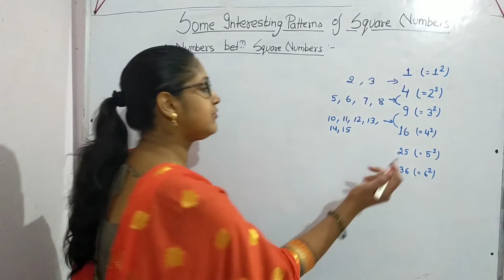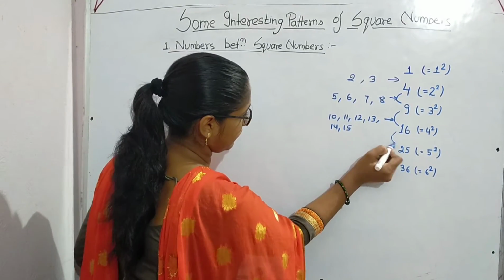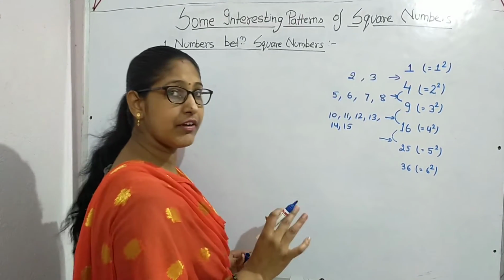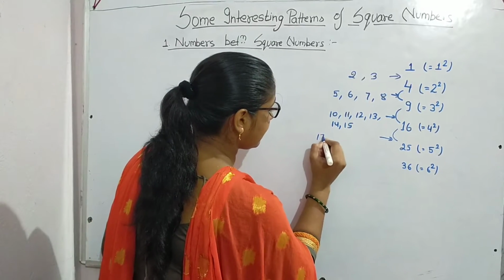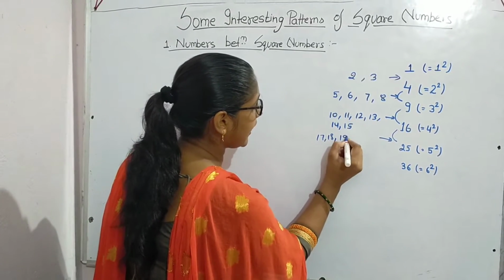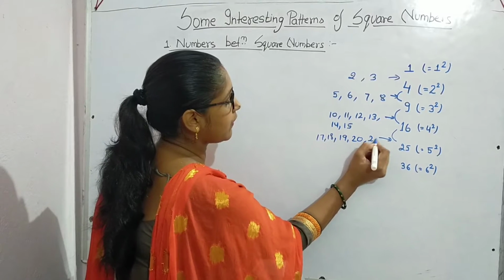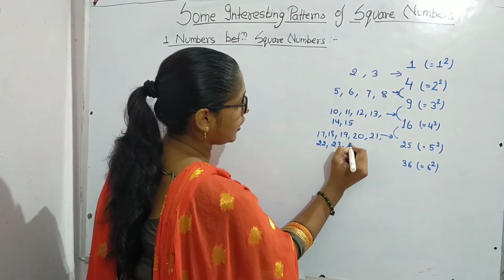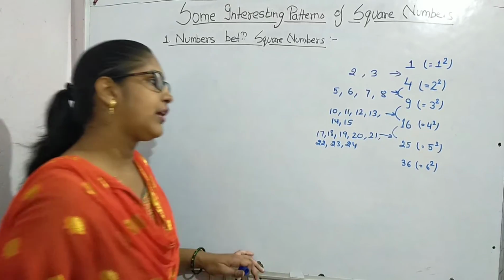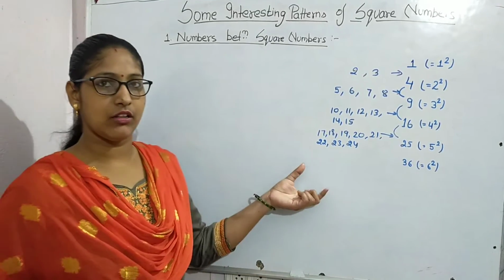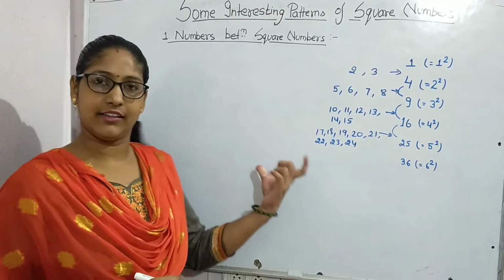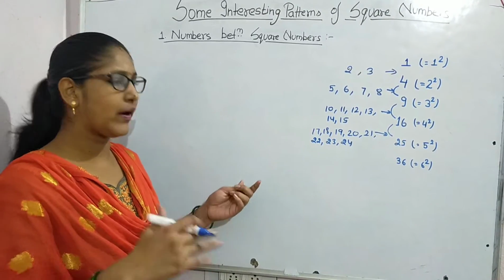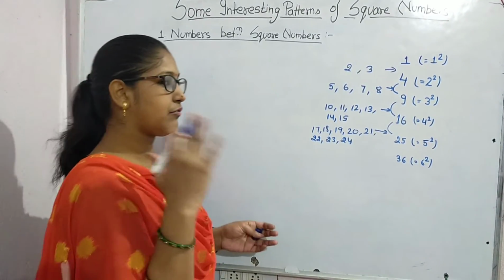Same as in between 16 and 25, the non-perfect square numbers are 17, 18, 19, 20, 21, 22, 23 and 24. Okay, when the numbers are small, then we can easily find out by writing them. But it is quite tough when we calculate with large numbers.